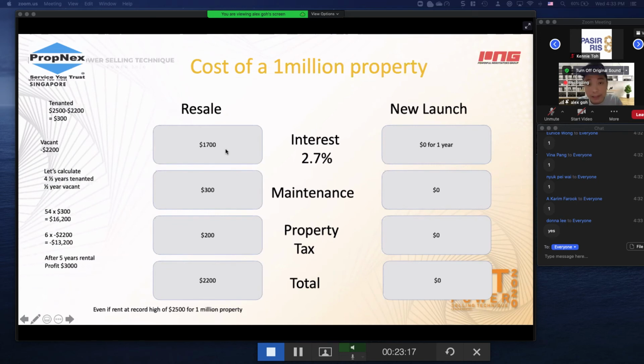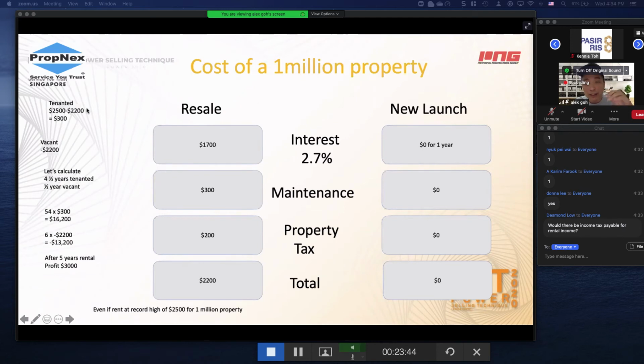My monthly cost is 2,200, because I rent out 2,500, I still need to pay my interest, my maintenance, my property tax. These are all burn one. So I need to pay 2,200, which means I make $300 a month buying a 1 million tenanted at 2.5, with interest rate of 2.7. Yeah, income tax will be taxable, but I never take that into consideration yet. So 2,005, 2,200, $300 profit.